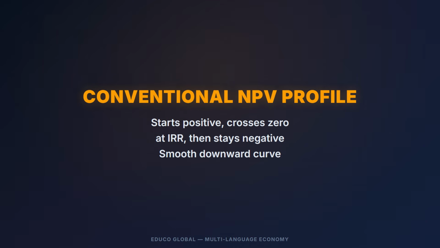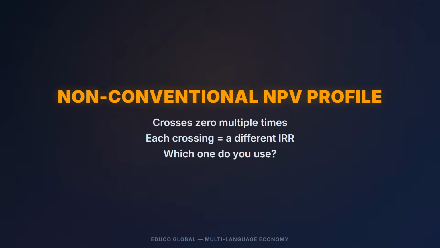For a non-conventional project, the curve may cross zero multiple times. Each crossing gives a different IRR. This is exactly why the IRR method fails for non-conventional projects. You don't know which IRR to use.